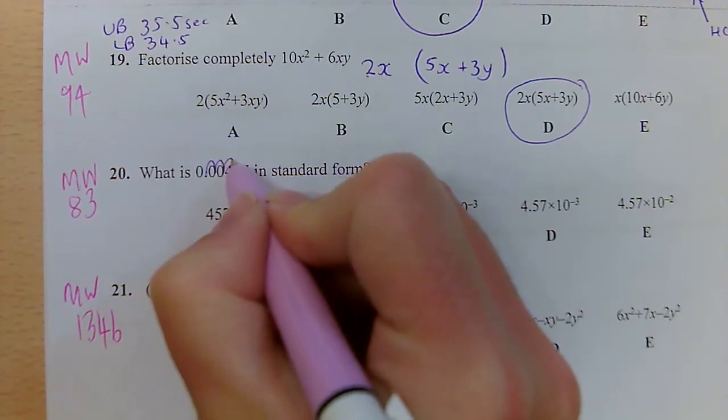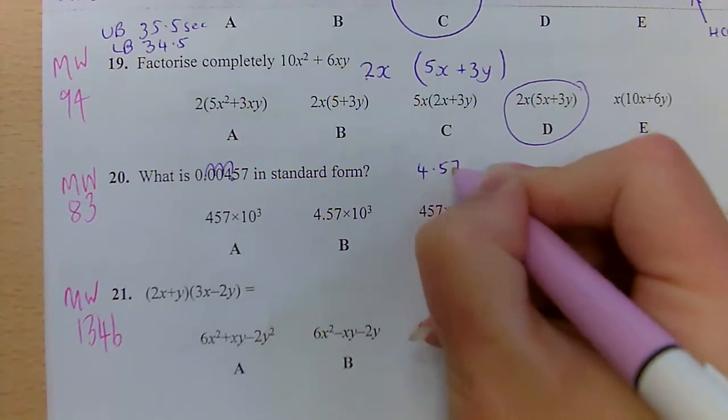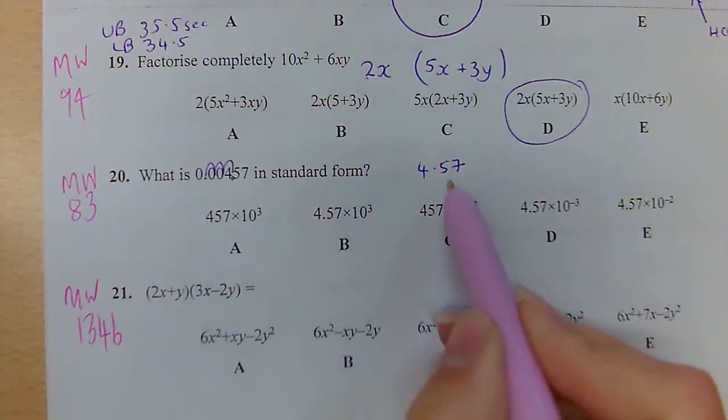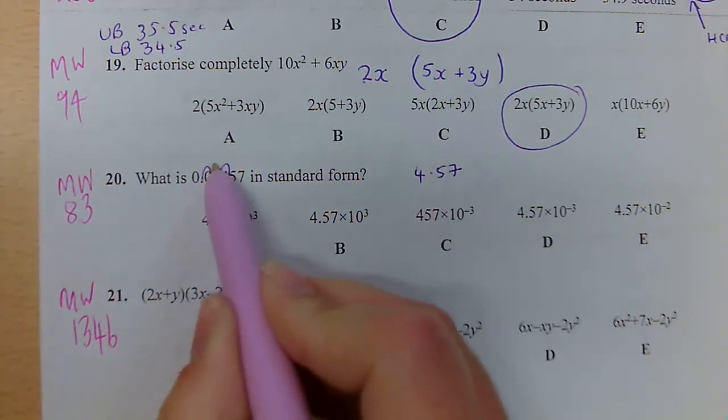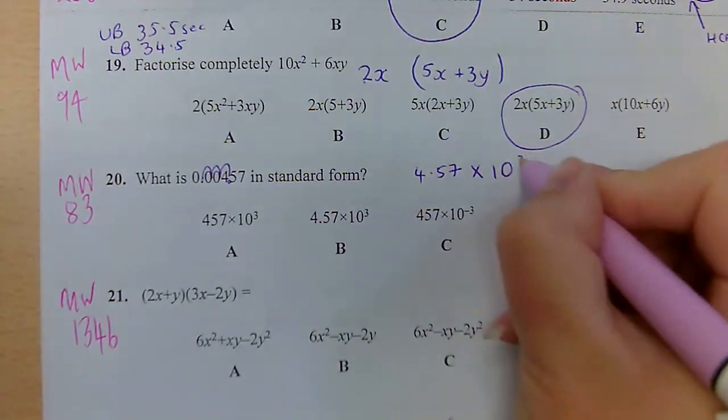1, 2, 3. So we know it's going to be 4.57 because the number at the front has to be between 1 and 10. I've jumped it 1, 2, 3. So it's going to be times 10. And this is where I cheat a little bit to the 3.